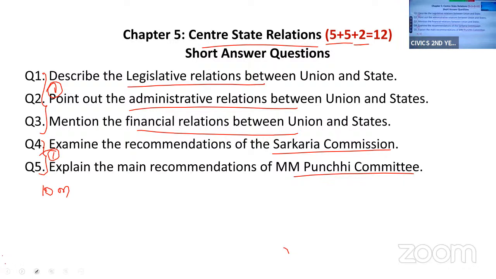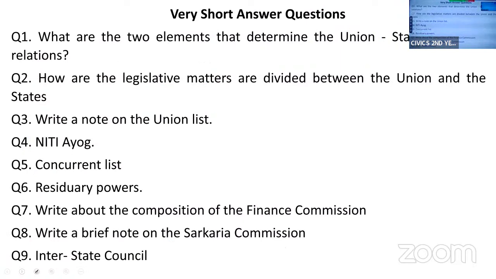See, of the three relations, 1 relation is compulsory. Of the 2 commissions, 1 commission is compulsory. Sometimes they may ask you 2 relations also, and they may not ask you the commission. Coming to the very short answers, you have got 9 questions here. Out of these 9, you will get 1 question. But a few questions you can easily learn from your SAQs. So let us move to the very short answers now.